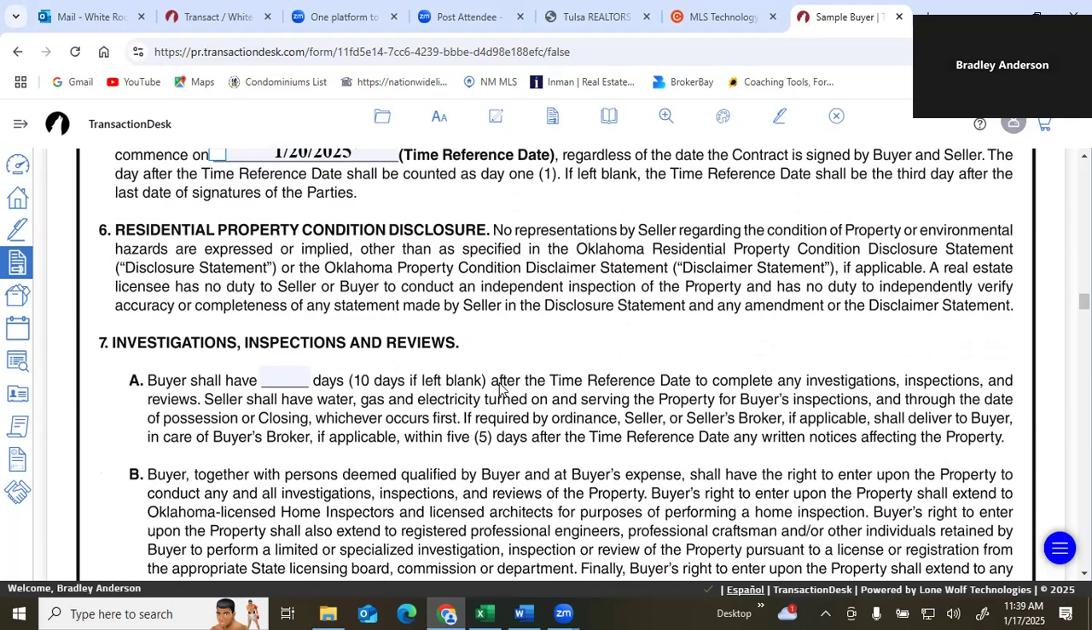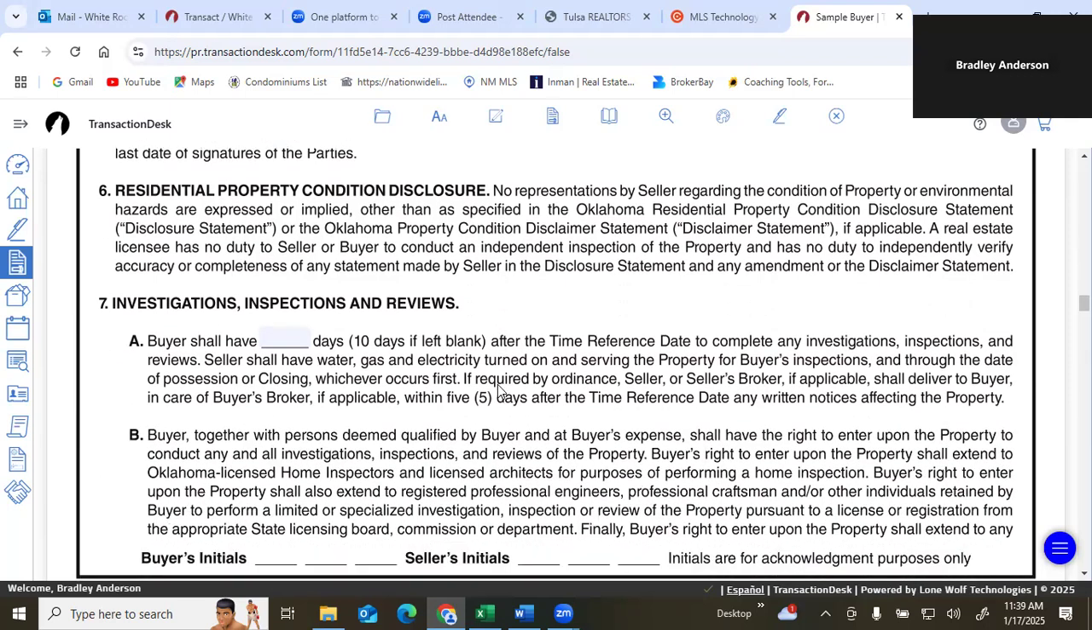Investigations, inspections, and reviews. All right. So this is the time that the buyer has to go in and do their due diligence, have an inspection done, and negotiate repairs to the TRR form. So buyer shall have X amount of days after the time reference date to complete any investigations, inspections, and reviews. So it says the default is 10 days. So that's pretty generous. So I would probably put in more like 7.